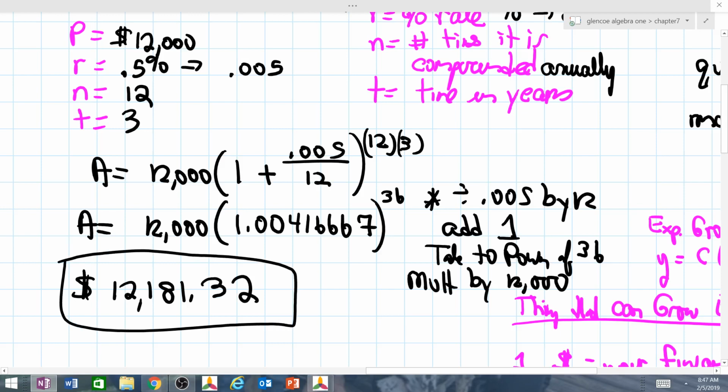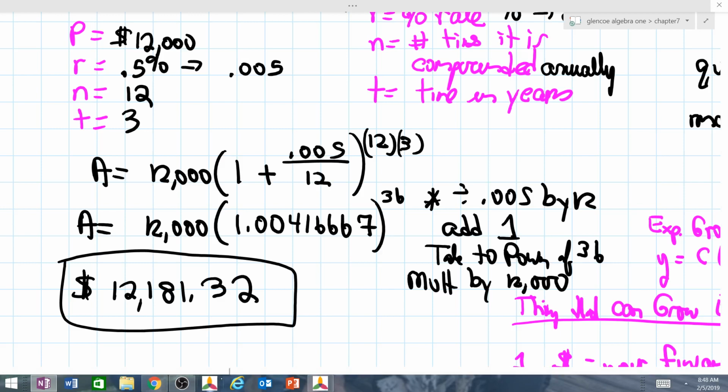$12,181.32. Okay, if you wanted to ask me, I don't really think that's a wise investment, because you only made $181 after 3 years. There's a lot of other things you could have put that in. You could have put it in a money market. You could have put it a lot of different places. You could have put it in an annuity. But that is your final answer.